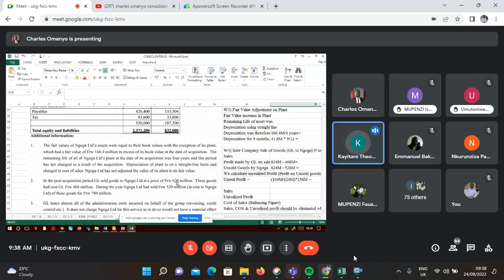But it seems like it is also the cost of goods. No, please, let's read it again. But it's a good question you have asked. In the post-acquisition period, GL sold to Ngonga Limited at a price of what? 624. Are we together? At a price of 624.